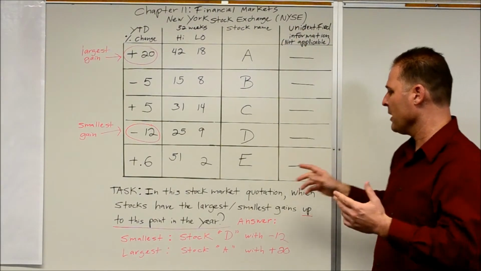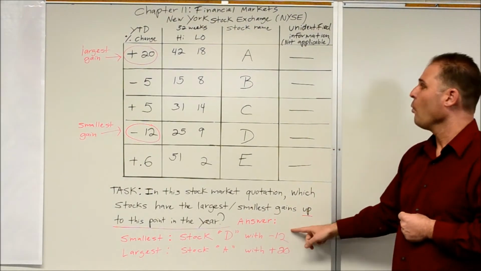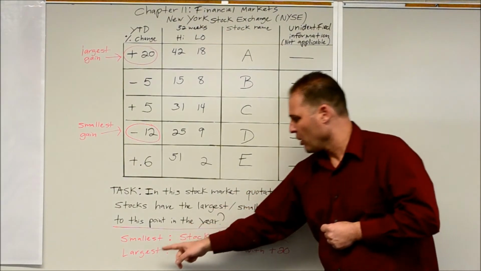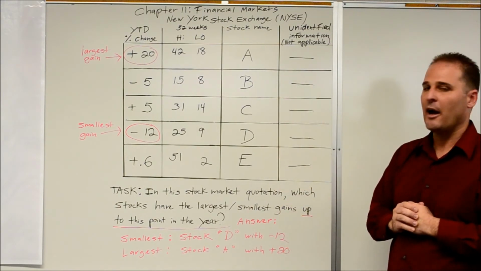So to reiterate, the answer is smallest gain, stock D with a -12. Largest gain would be stock A with 20, or positive 20%.